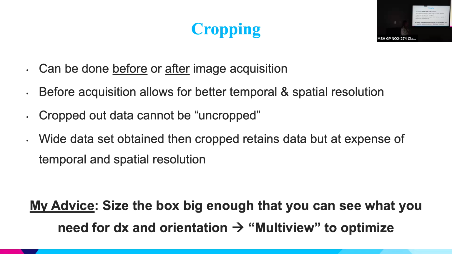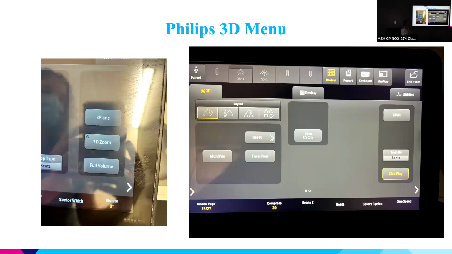So multi-view is what we use in Philips in order to crop. Multi-view is not NPR, okay? They may look like they could be, but they're two different things. Multi-view is the cropping software. Once you're in your 3D and the data set has been acquired, you can go into multi-view on the 3D tabs.